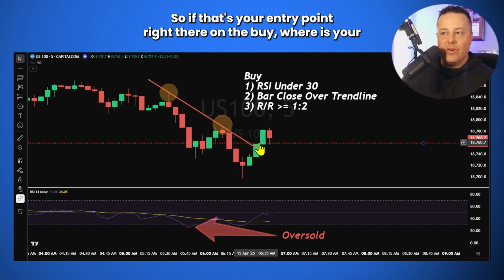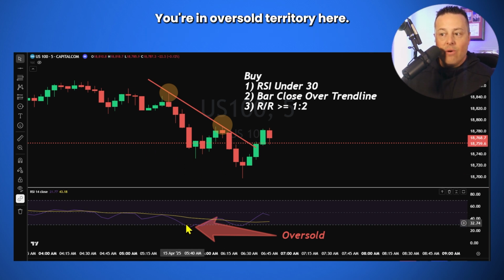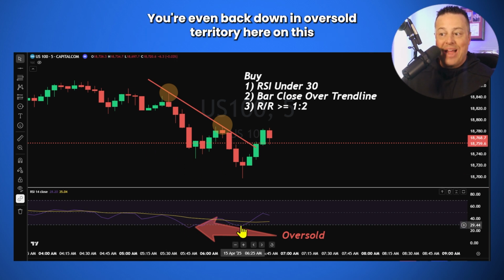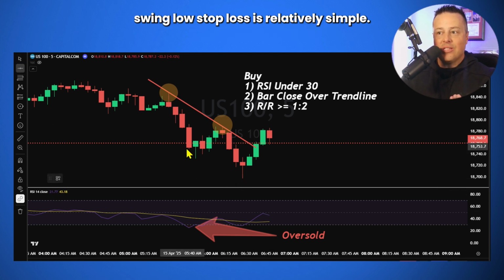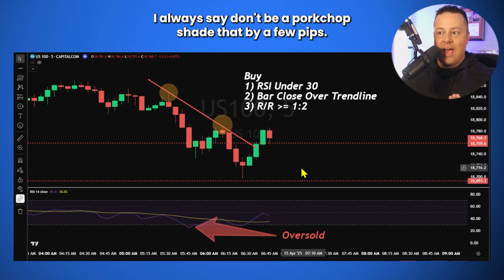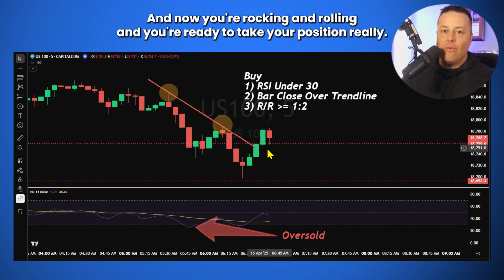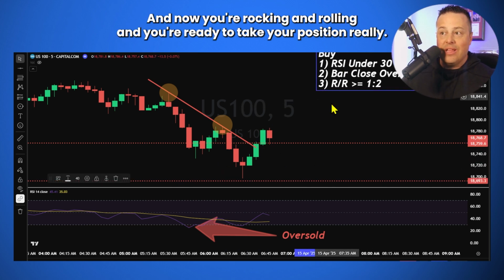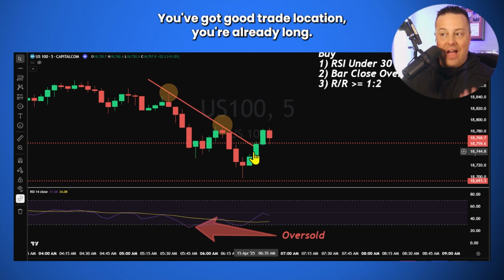So if that's your entry point right there on the buy, where is your stop loss going to be? You're in oversold territory here. You're even back down in oversold territory here on this swing low. Stop loss is relatively simple. Right beneath that swing low, I always say don't be a pork chop, shade that by a few pips, and now you're rocking and rolling, and you're ready to take your position really into the U.S. session.